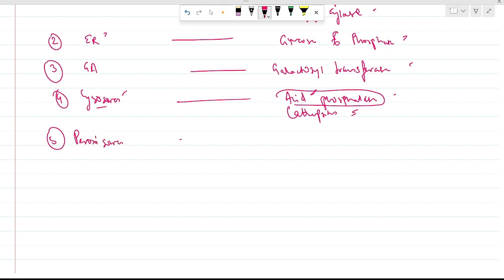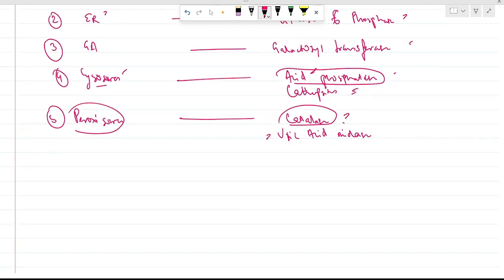Fifth, we are going to see peroxisomes. For peroxisomes, we have catalase. It's an important enzyme we have discussed, along with uric acid oxidase. We have seen this catalase enzyme is important in scavenging free radicals. So for peroxisomes it is easy to remember: catalase along with uric acid oxidase.